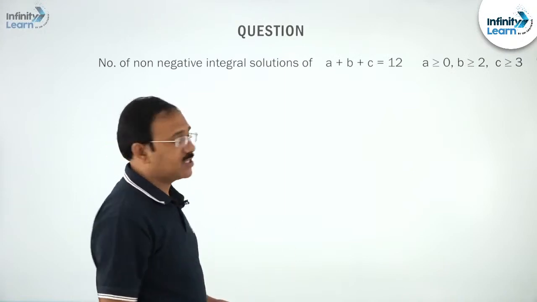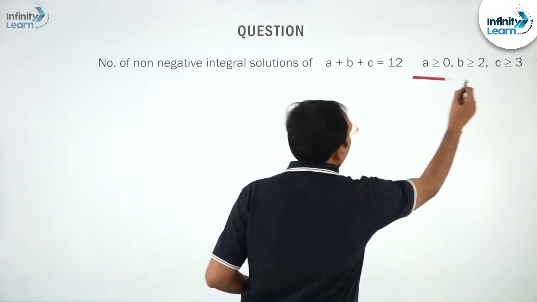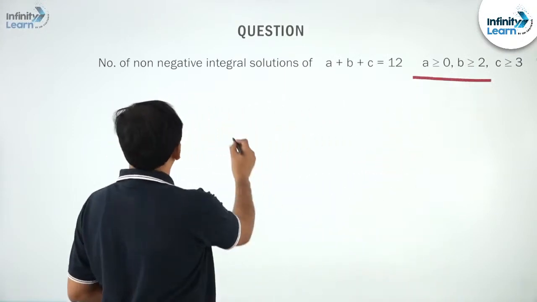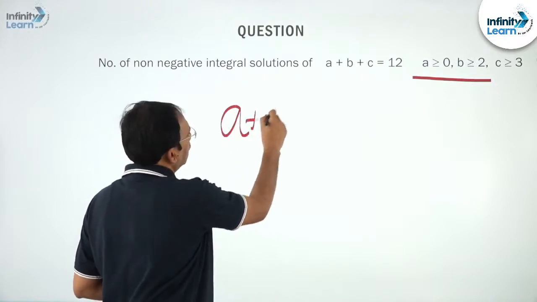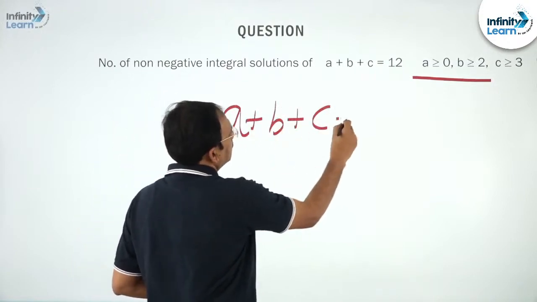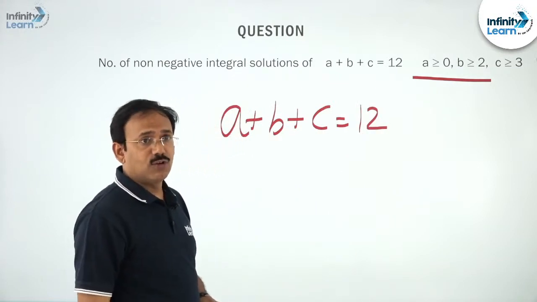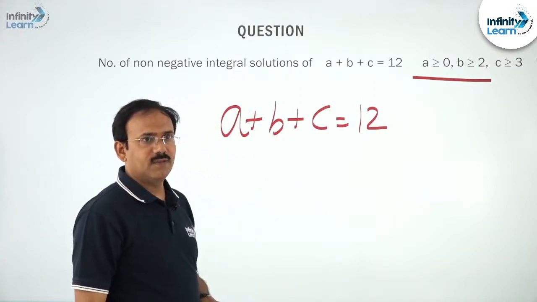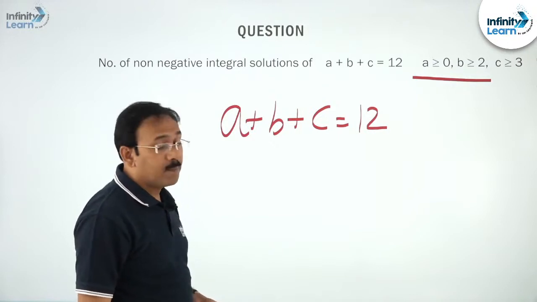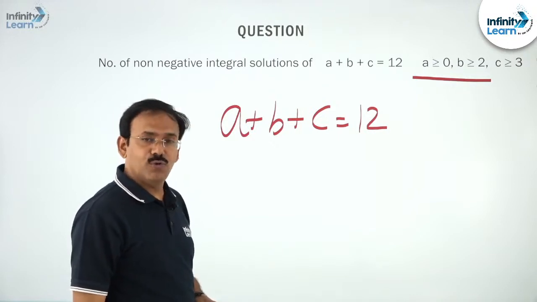This kind of question, where you will have limits for the variables. How to do this question, friends? Non-negative integral solutions of a plus b plus c is 12, a greater than or equal to 0, fine friends, and b greater than or equal to 2, he said.